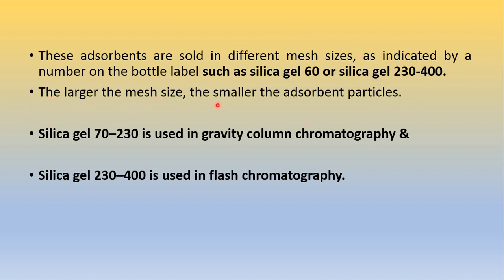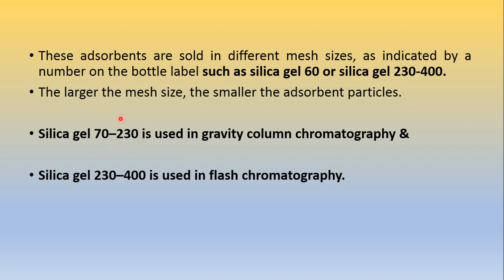The larger the mesh size, the smaller the adsorbent particles. See, if we want to increase mesh size, then we have to use smaller size particles. Silica gel 70 to 230 is used in gravity column chromatography. Okay, here the particle size is high.